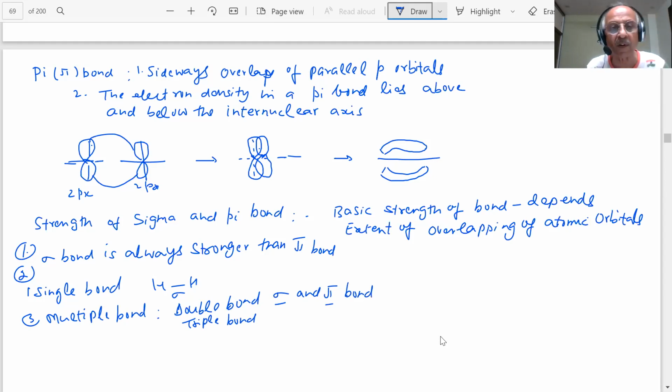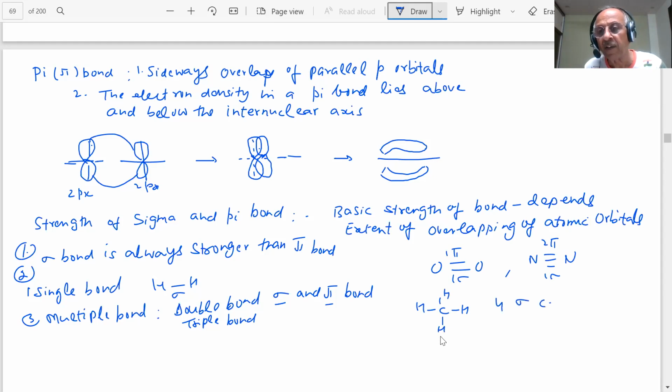In the case of multiple bonds, it can be double. For example, oxygen has a double bond, so one sigma and one pi. And nitrogen has a triple bond, so one sigma and two pi. We are aware of sigma and pi bond formation in compounds. In methane there are 4 sigma CH bonds. They are single bonds.